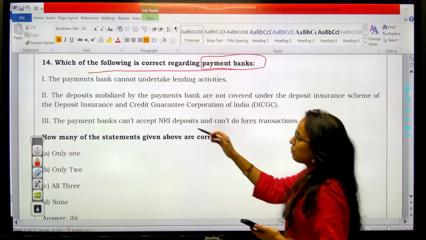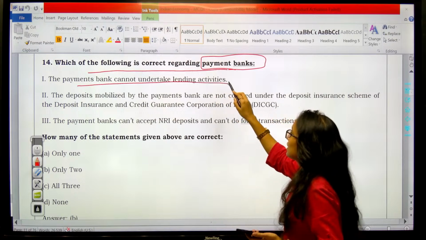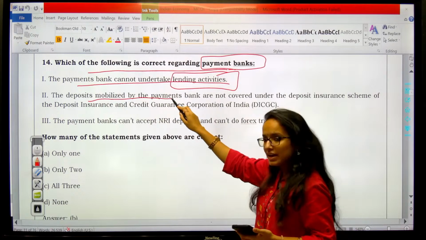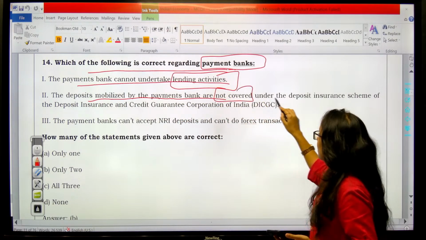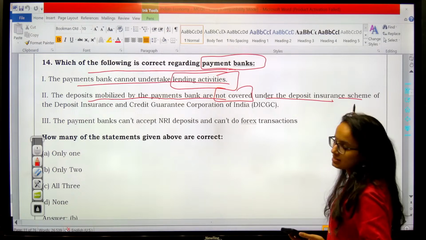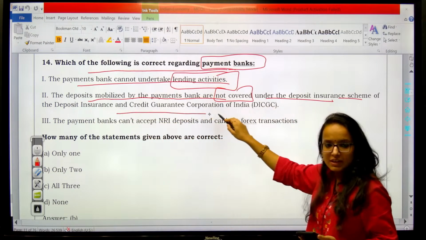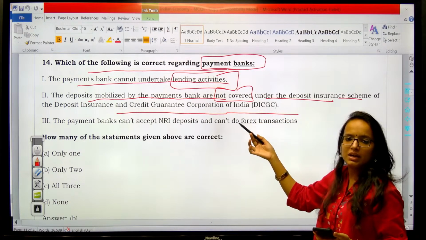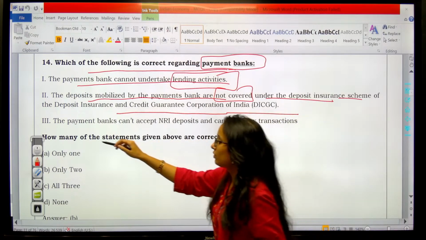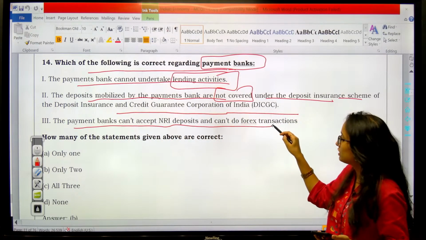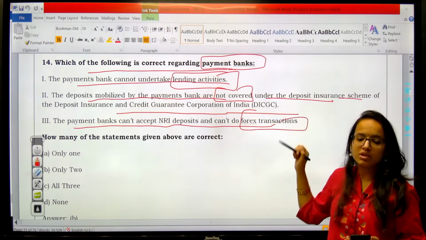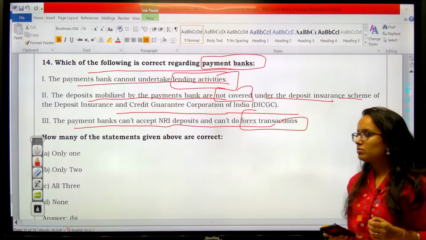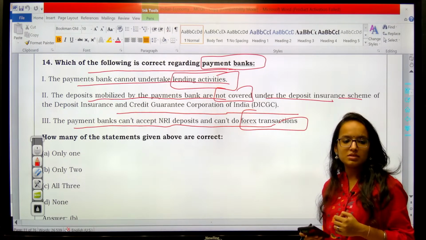First statement says payments banks cannot undertake lending activities. Okay, second says the deposits mobilized by the payments bank are not covered under the deposit insurance scheme of DICGC, which is your Deposit Insurance and Credit Guarantee Corporation of India. So it says that these deposits of payment banks are not covered by DICGC, unlike banks. Okay, third, payment banks cannot accept NRI deposits and they cannot do any foreign exchange transactions. Let me know what is the right answer here.